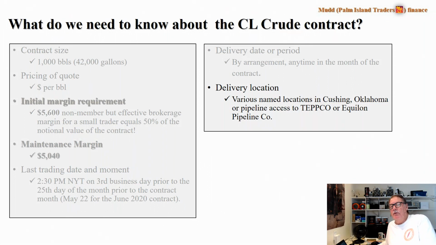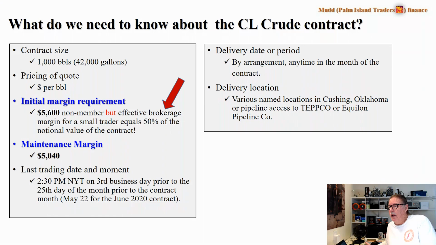So even though you can trade in the CL contract, you really can't participate in delivery unless you have access to the TEPCO pipeline, which I doubt you actually have. Now, what about the CL crude contract, the little one?